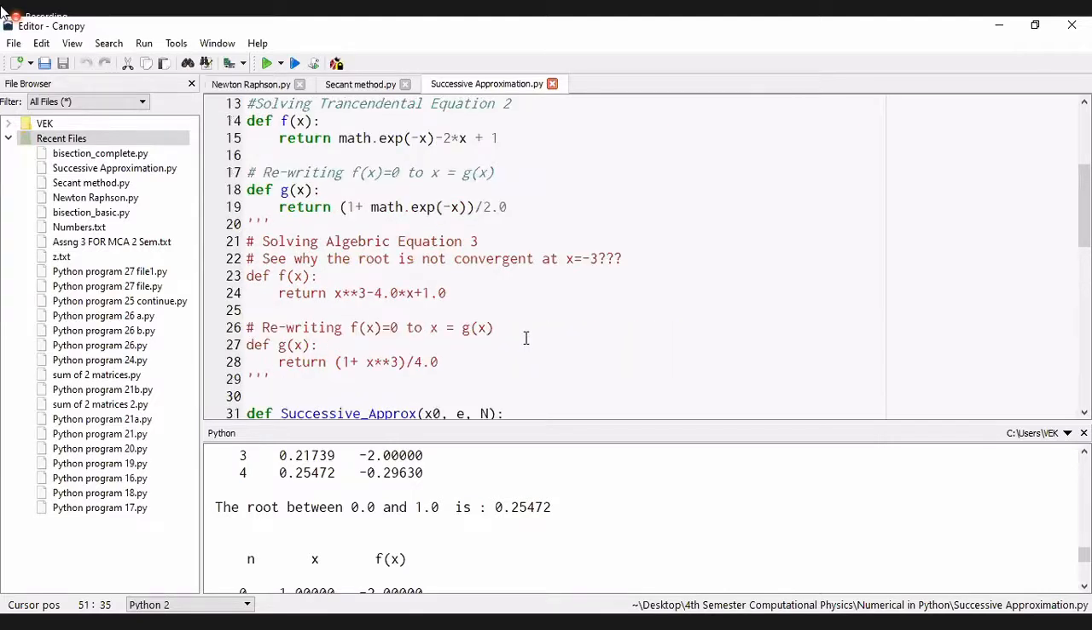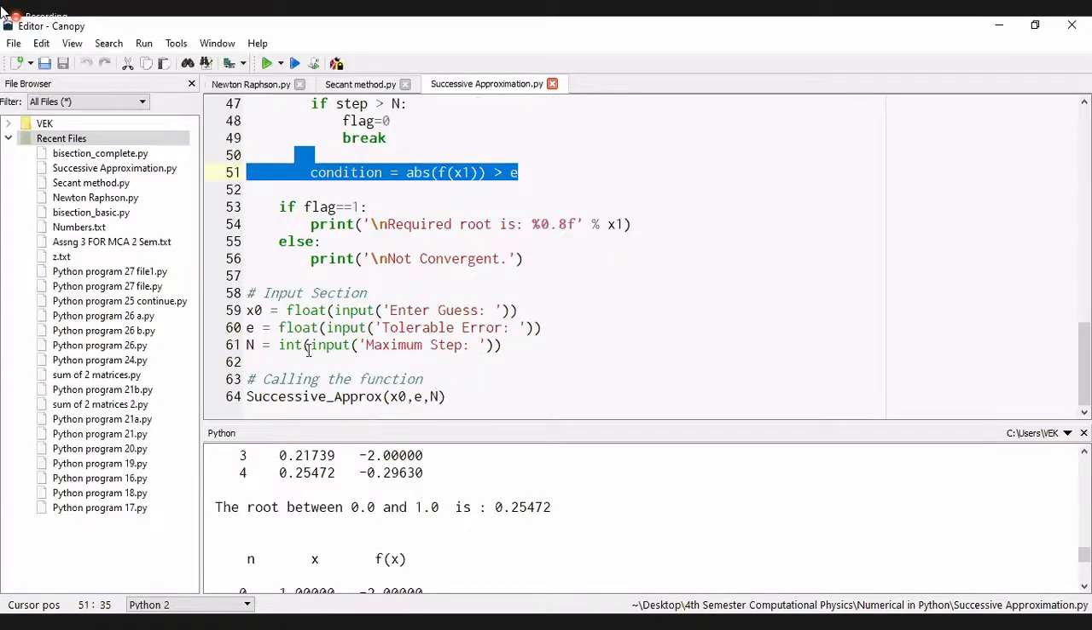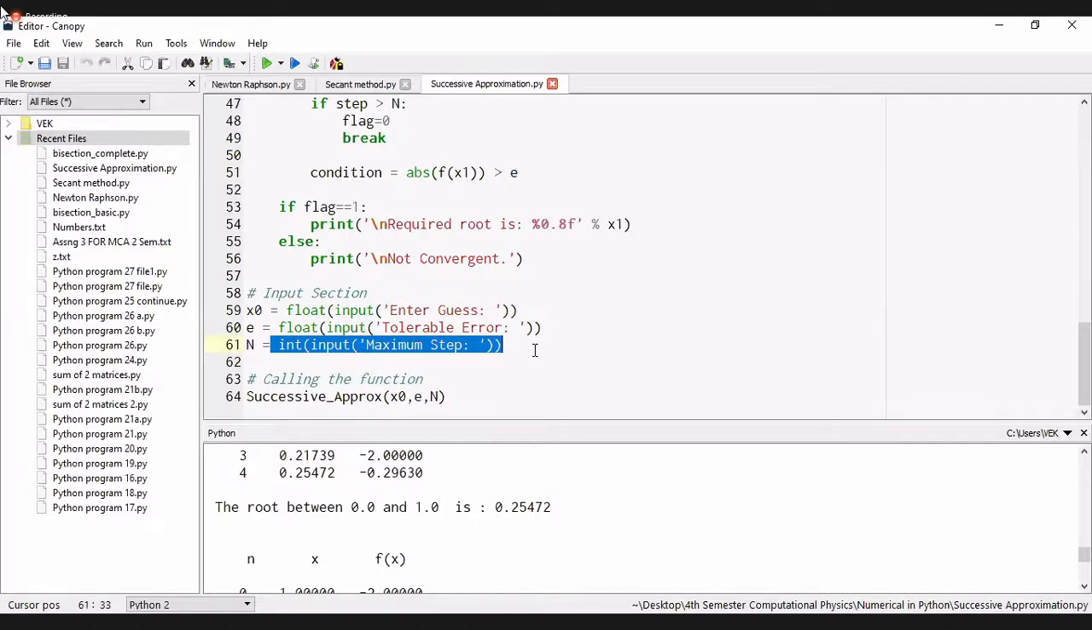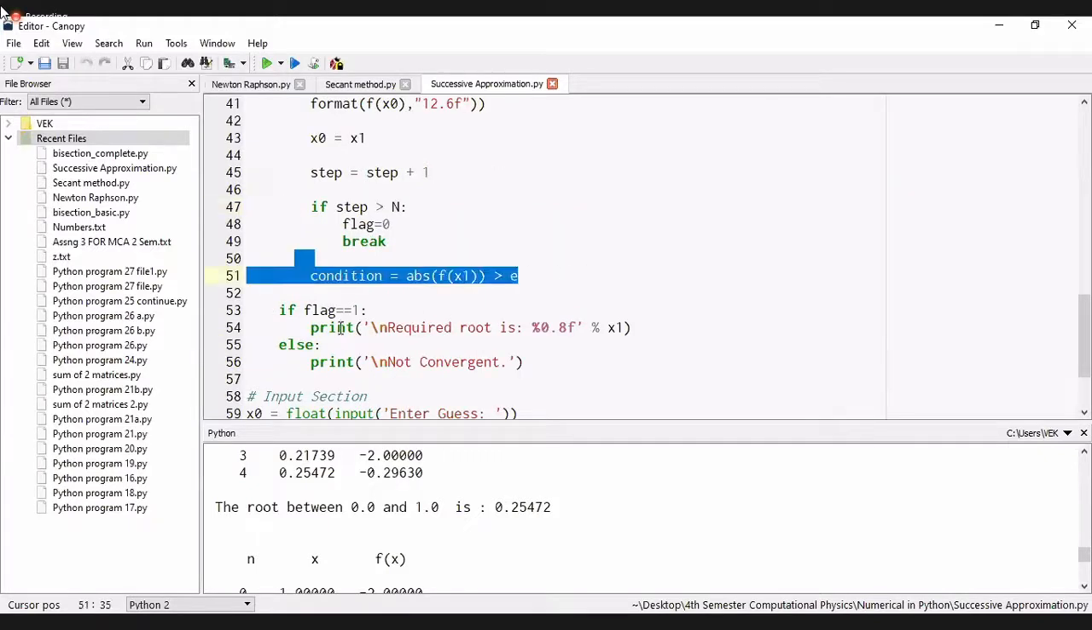What is n? Now I will show you. N is the maximum number of steps. Suppose I want to continue for 20 times, 30 times, I have to mention it. Say not more than 30 times. If we cannot converge to this root, then we can come out of this. Now, let us run this program here. You see here.